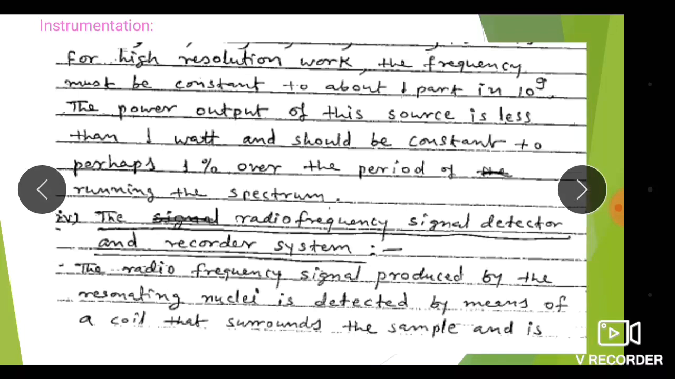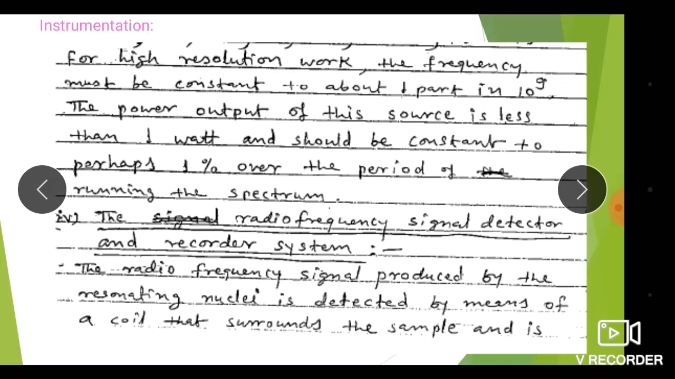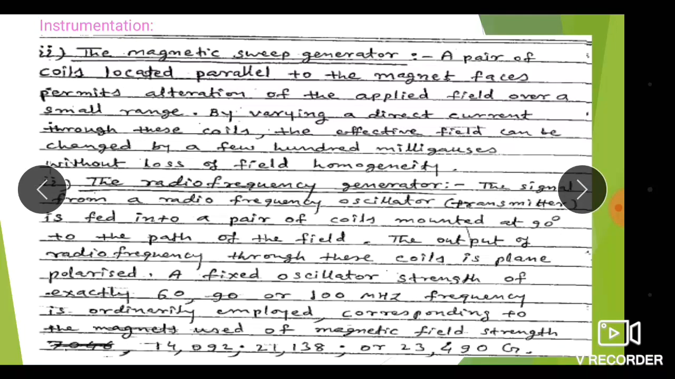23,490 gauss. So for high resolution work, the frequency must be constant to about 1 part in 10 to the power 9. The power output of this source is less than 1 watt and should be constant to perhaps 1% over the period of running the spectrum. So what is the use of this? The use of that radio frequency generator is to get the resolved spectrum.